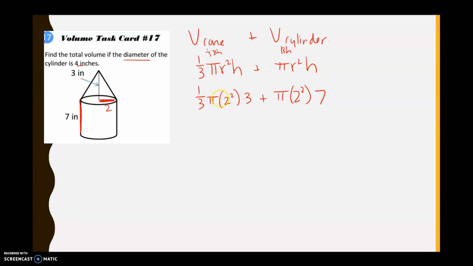So I'm going to take 2 squared, I'm going to take 1/3 of 3, 1/3 of 3 is 1, and 2 squared is 4, which is just going to give us 4 pi for your cone, and your cylinder, 2 squared is 4 times 7 is going to be 28 pi. 28 pi plus 4 pi is going to give you a 32 pi. 32 times pi in your calculator gives you 100.5.